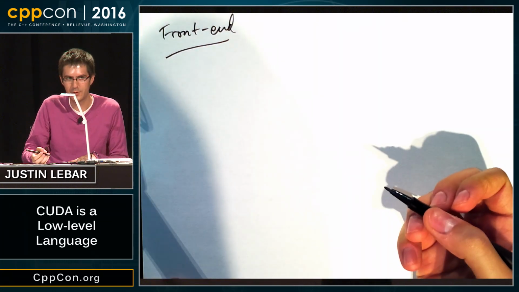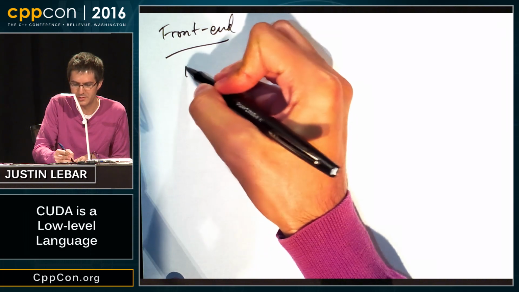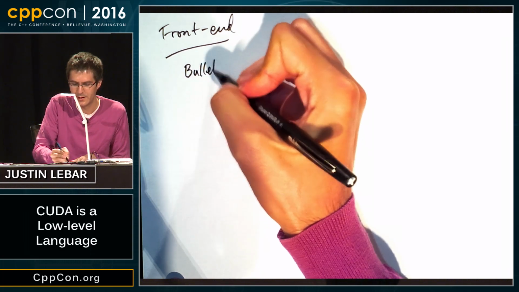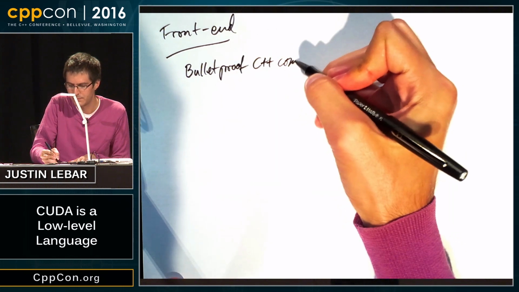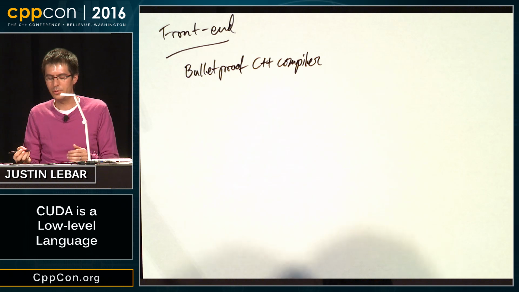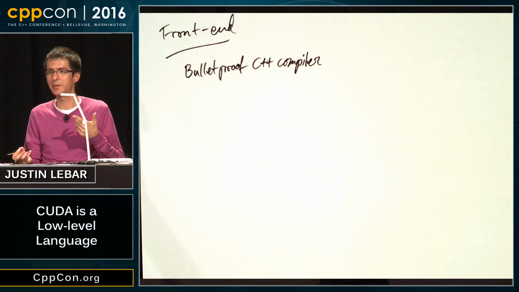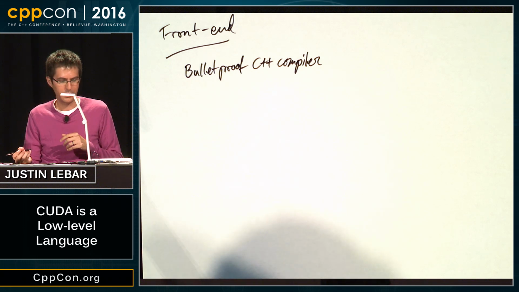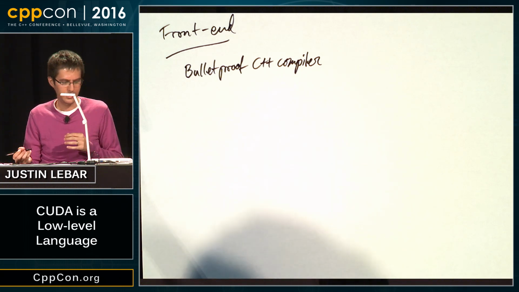What you get from Clang is an actual bulletproof C++ compiler. What this means is that you get things like variadic template support. You get things like C++14 support, proper constexpr support. All of that stuff just works today. Just download it from tip, compile with it.